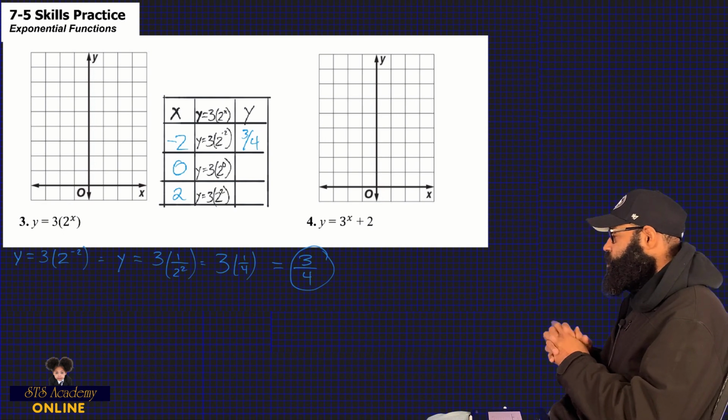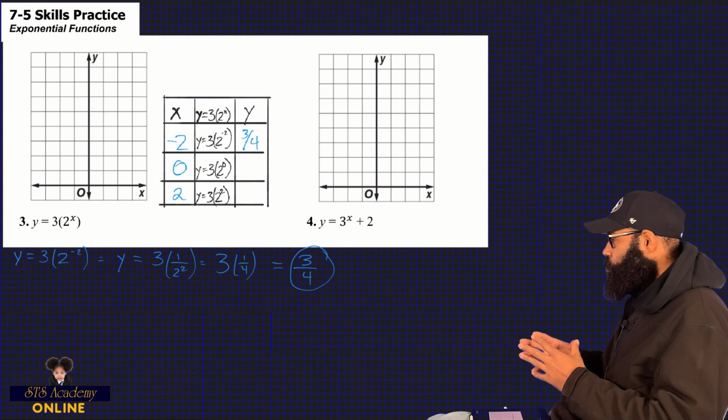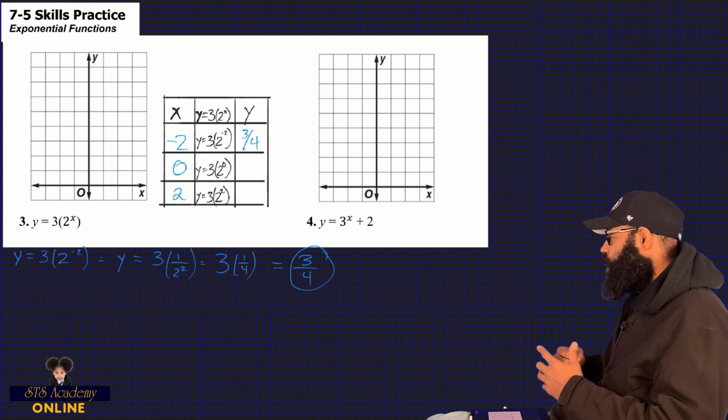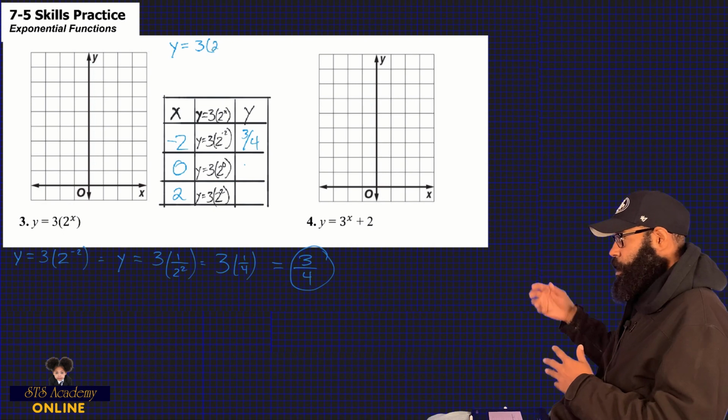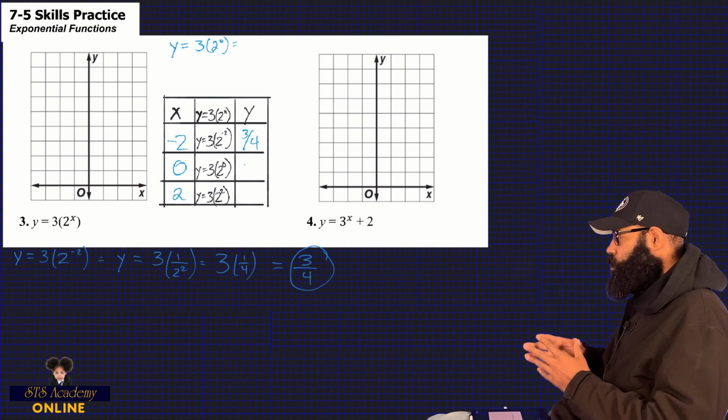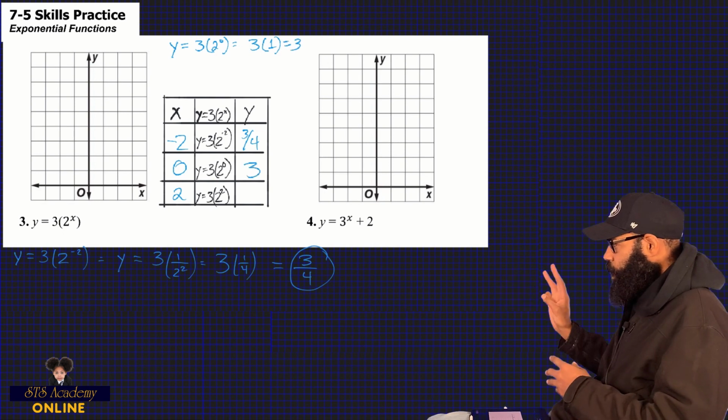And let's see why, right? So let's show a little work here. And I got to show work for my second 2 coordinates. So we're going to fill in y. And we need to show y is 3. So 3 times 2 to the 0 power. The only thing to the 0 power is 1. So 3 times 1 is 3. And therefore we get 3.